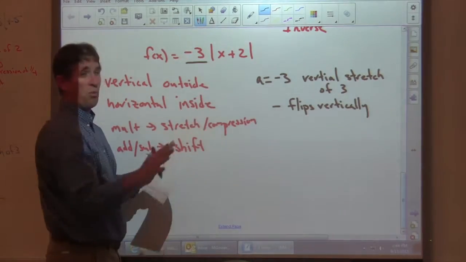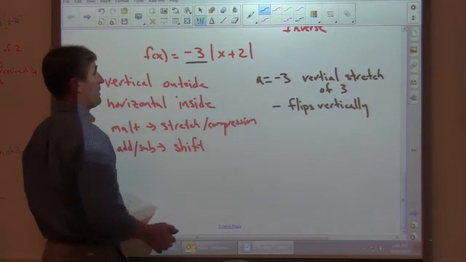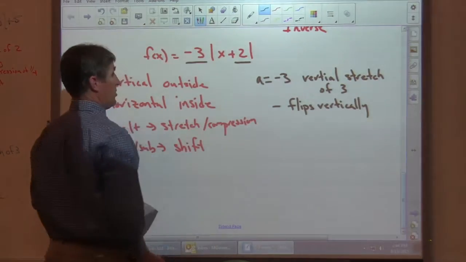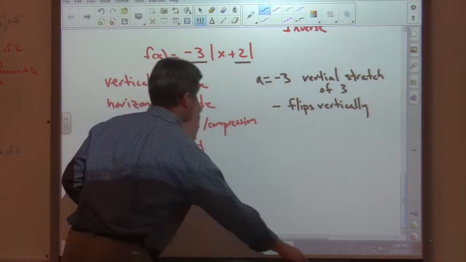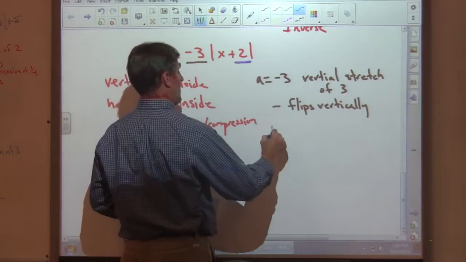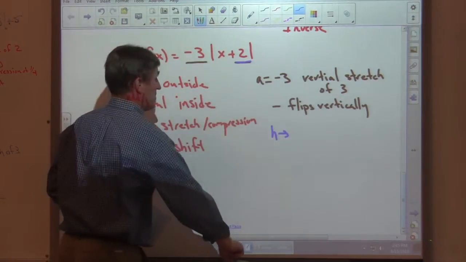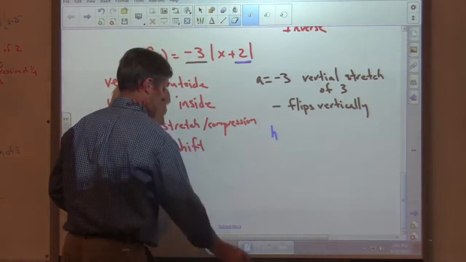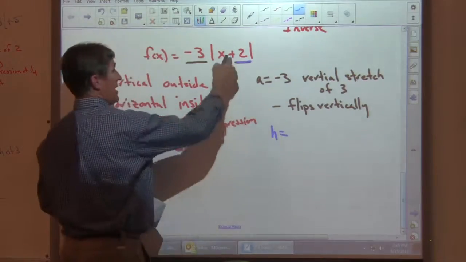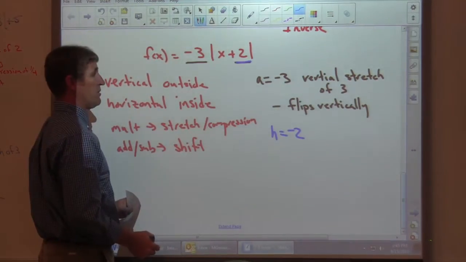The b value is 1, so multiplying by 1 doesn't change it, so we don't need to worry about that. So we only have to worry about the 2. Let's do that in blue. The 2, so that's our h value. It's inside, right? And so if it's inside, it's the inverse of what it says. The additive inverse of plus 2 is negative 2.